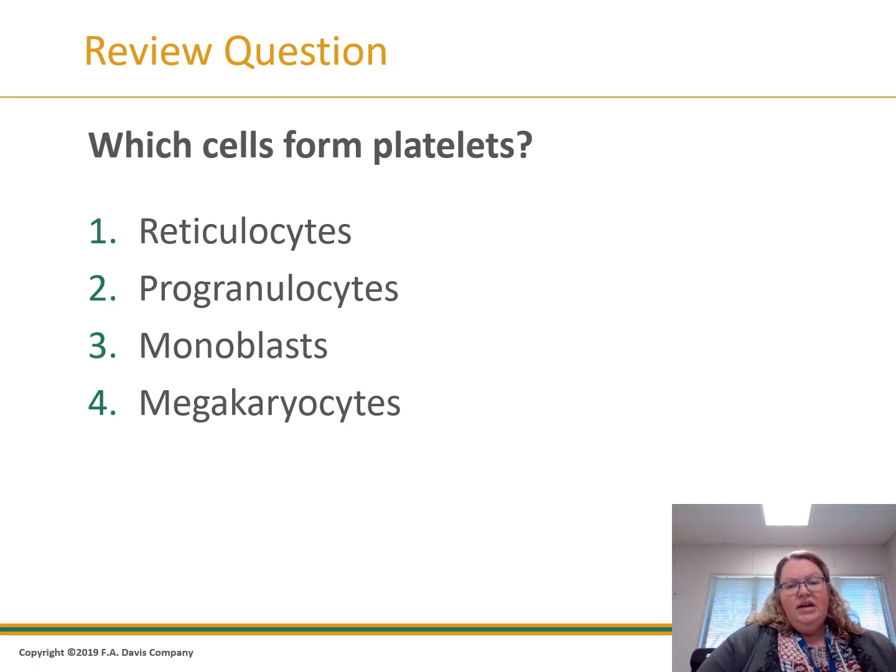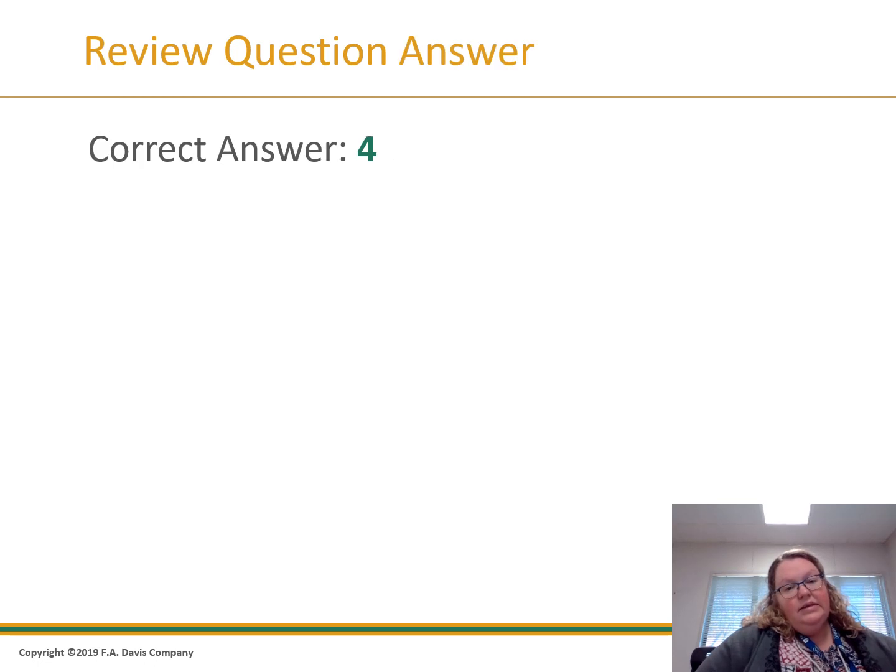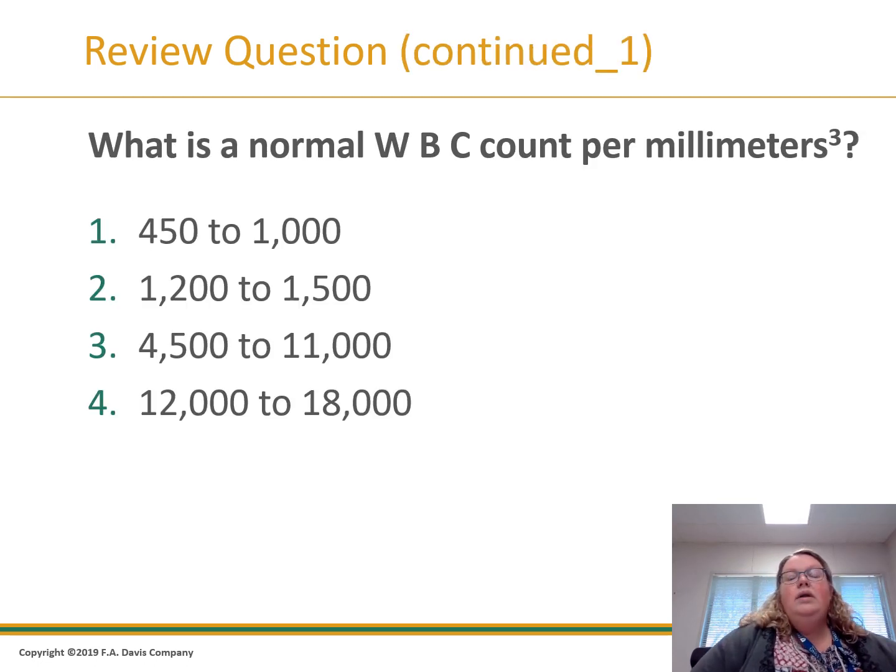All right, so which cells form platelets? We have reticulocytes, progranulocytes, monoblasts, and megakaryocytes. I think it's megakaryocytes. Yes. Okay. What is a normal WBC count per millimeter? Now, I know, it's this one, right? 4,500 to 11,000.